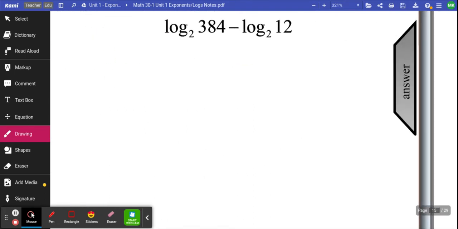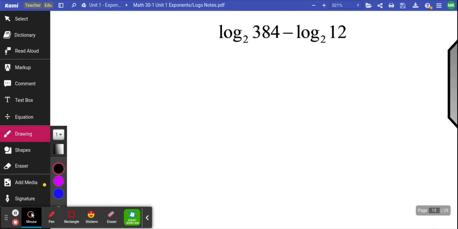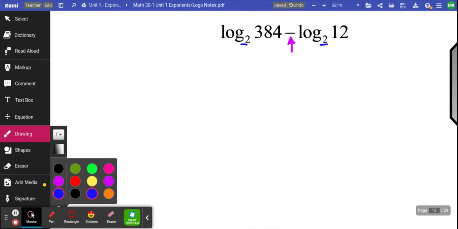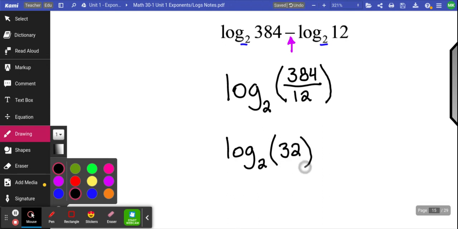Okay, this one. Looking at this, I'm subtracting. I have the same base. Subtraction means I can divide the arguments. So this is log base 2 of 384 divided by 12. You can simplify that argument. I don't know what 384 divided by 12 is. 32. It has to be something that's 2 to the power of something.